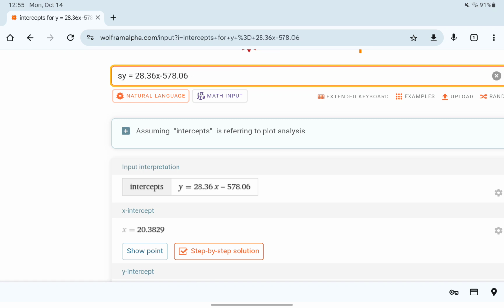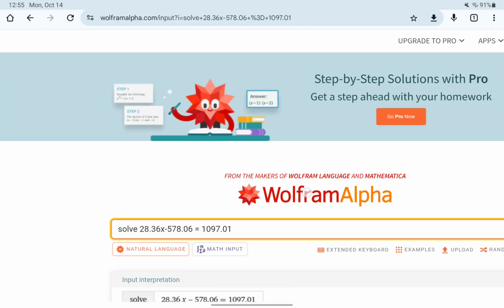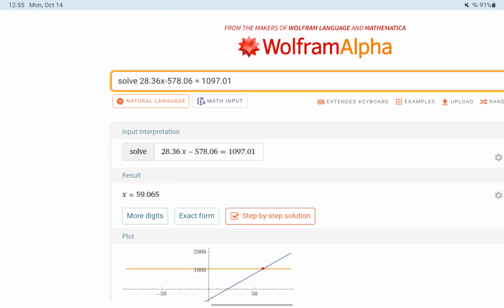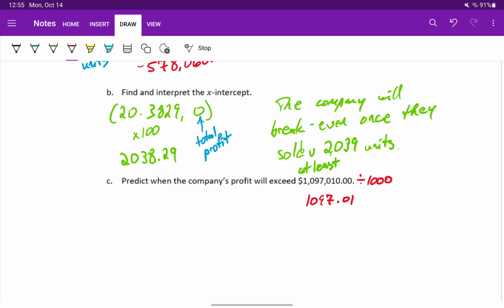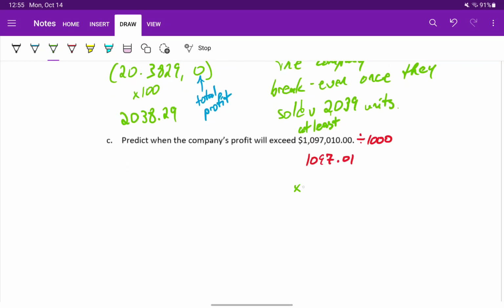And what we need to do is solve our equation set equal to this value. So we'll solve our model set equal to 1097.01, and we get in approximate form 59.065. But our value for x is in hundreds of units, so we need to take that times 100 to get 5,906.5.